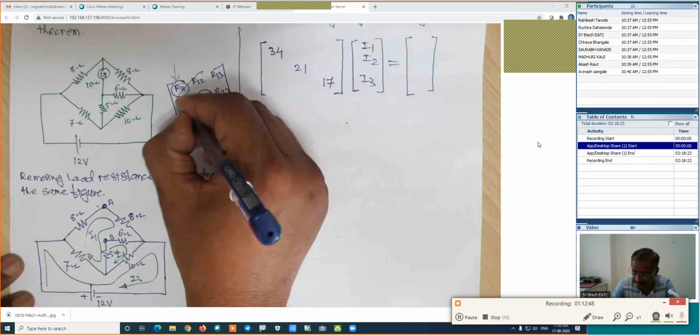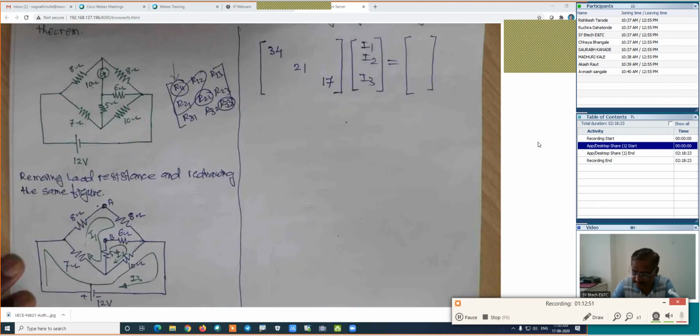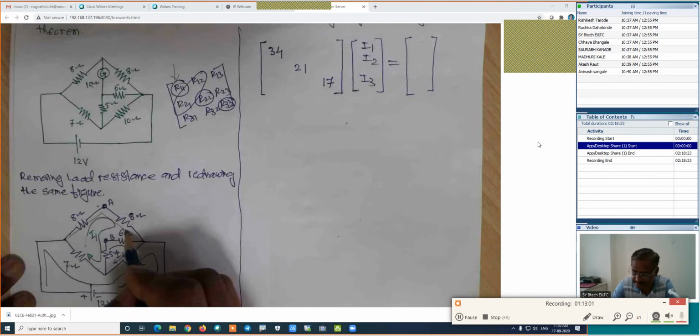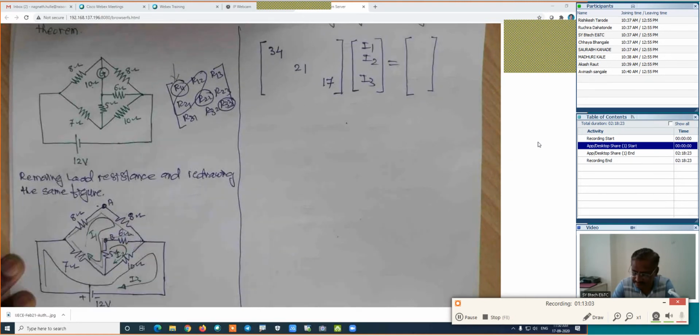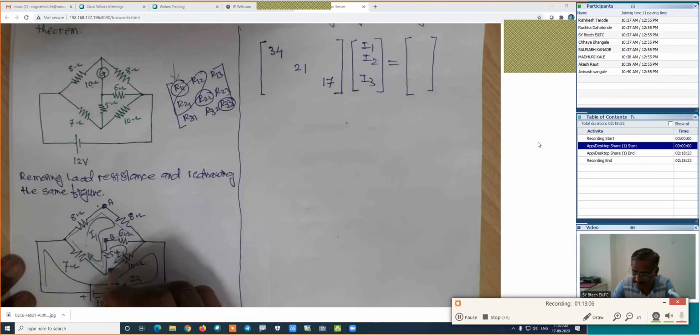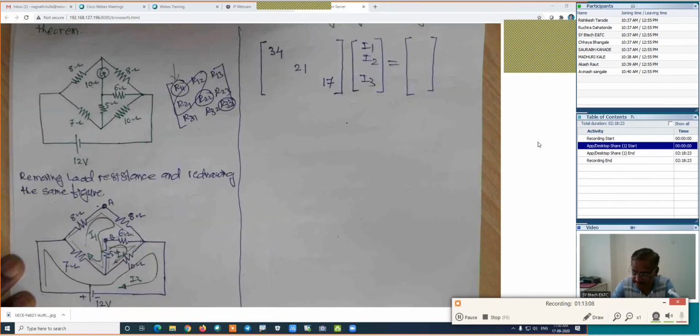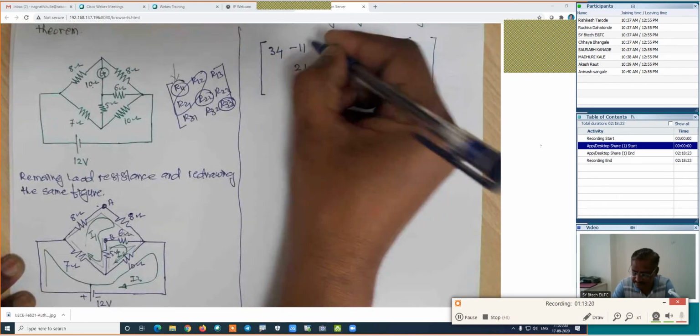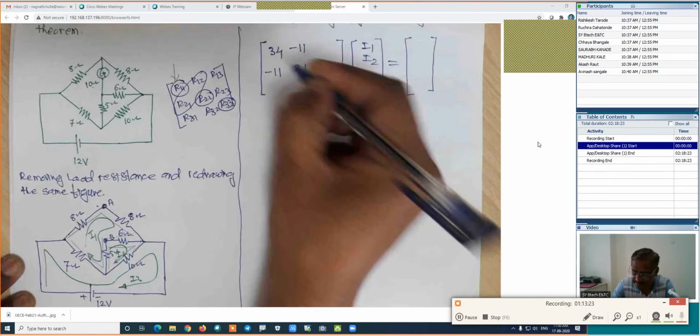Now I will come back. So I will find out these two values, R12 and R21, the resistance which is common for the first and second loop. Look at this. This is my first loop. And this is my second loop, which has the common branches 6 and 5. These are the two common branches available in loop 1 as well as in loop 2. 6 and 5, which is 11. This value is minus 11. This is again minus 11.